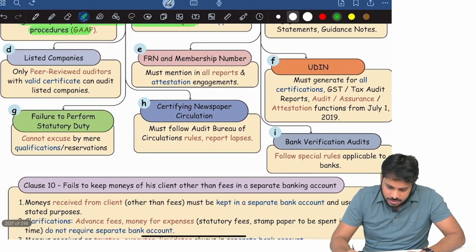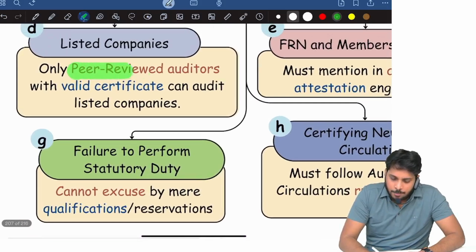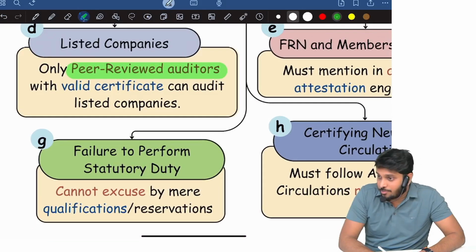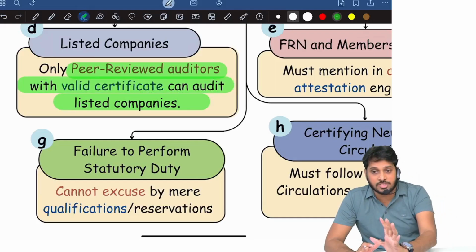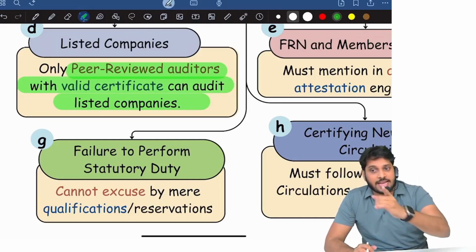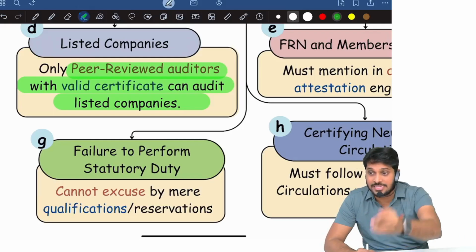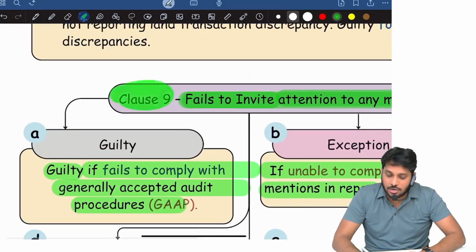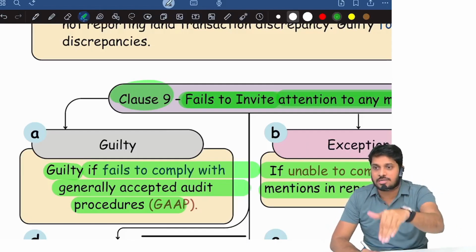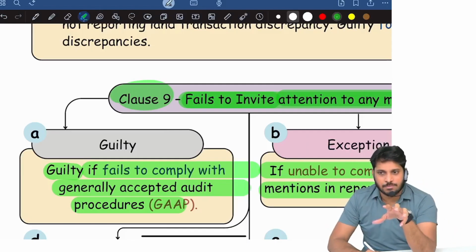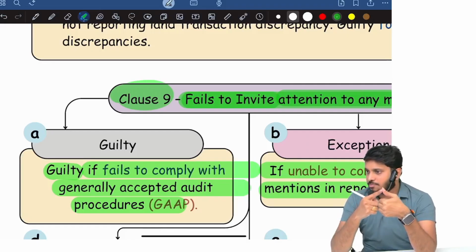Then here there is something: for listed companies, only peer-reviewed auditors can be appointed. The firm must have a valid peer review certificate. Without a valid peer review certificate, you cannot accept. If you accept without a valid peer review certificate, it's guilt of professional misconduct under clause number 9, because that's a GAAP principle you violated. So automatically clause number 9 will attract. GAAP means what? Simple. Auditing standards you didn't comply with when you're providing any service.